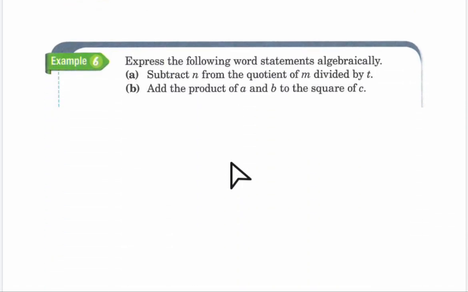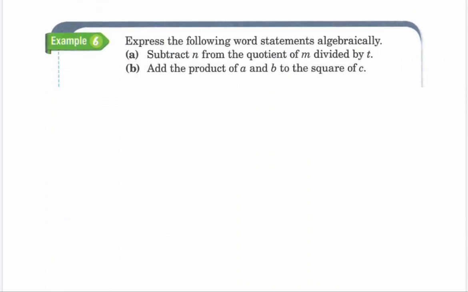All right, let's move on to one last problem. Express the following word statements algebraically. So we have the first one, subtract n from the quotient of m divided by t. Oh my gosh. So you want to write it as an algebraic expression with your symbols and your variables and your numbers. Part B, add the product of a and b to the square of c. Go ahead and pause the video and try it on your own first.